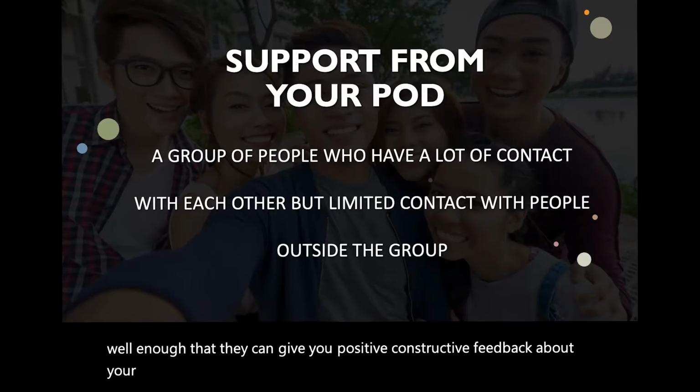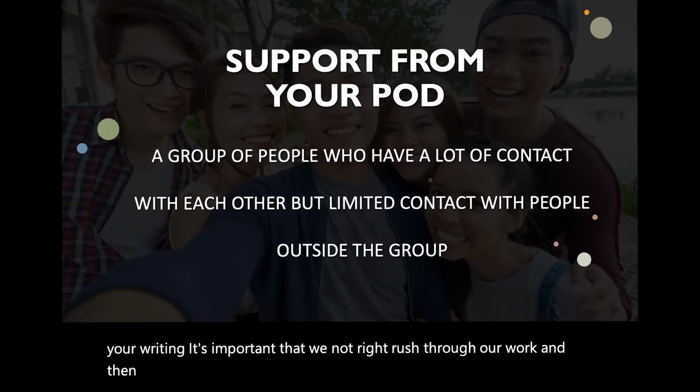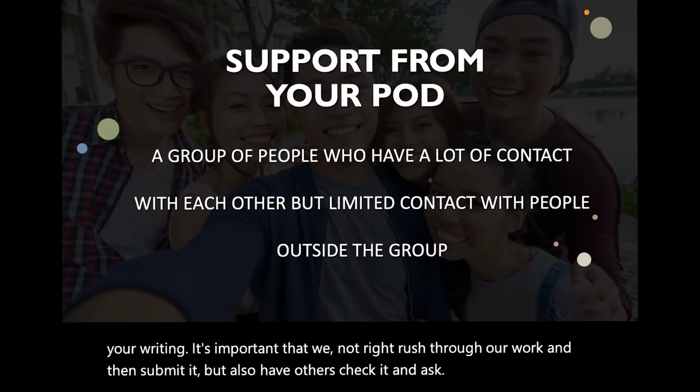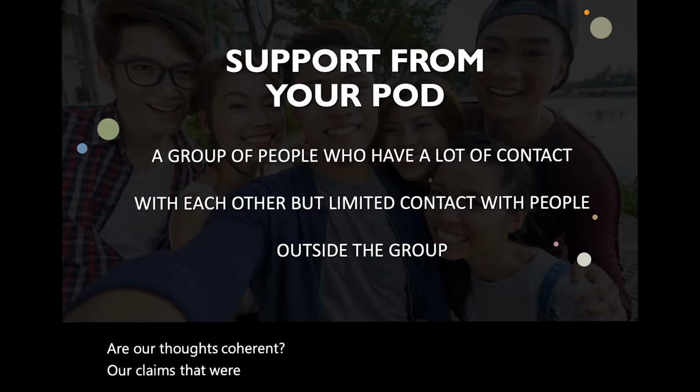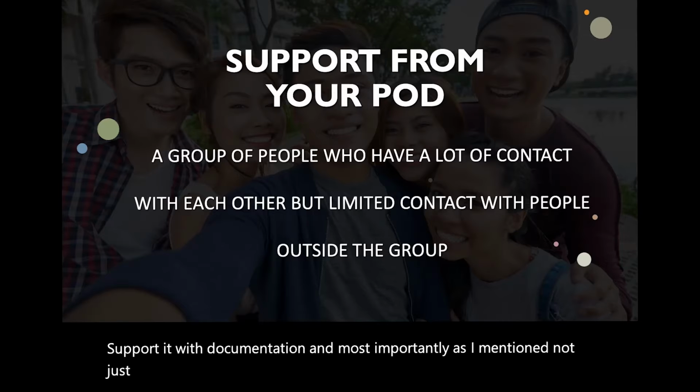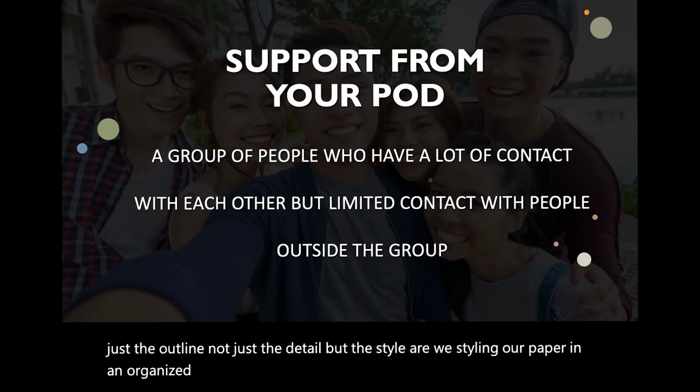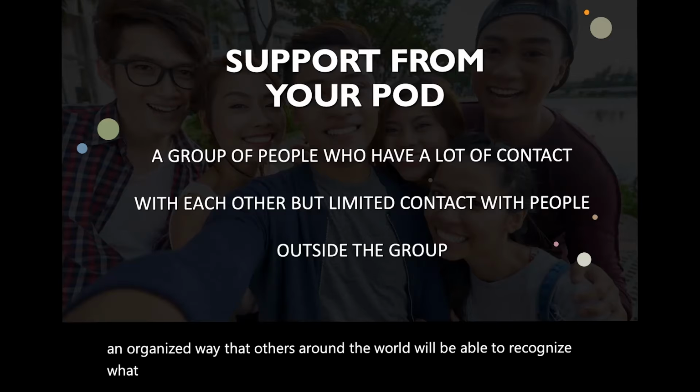It's important that we not rush through our work and then submit it, but also have others check it and ask, are our thoughts coherent? Are our claims that we're making supported with documentation? And most importantly, as I mentioned, not just the outline, not just the detail, but the style. Are we styling our paper in an organized way that others around the world will be able to recognize what we're writing and be able to follow it?